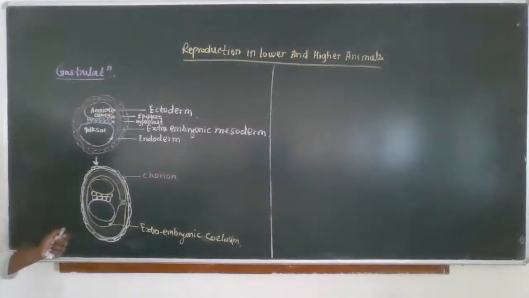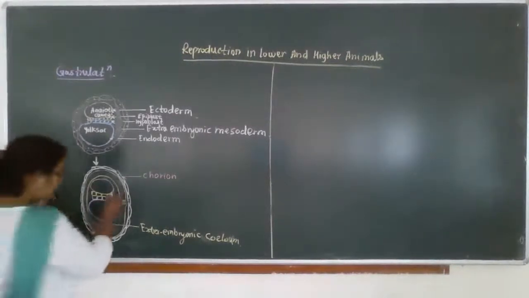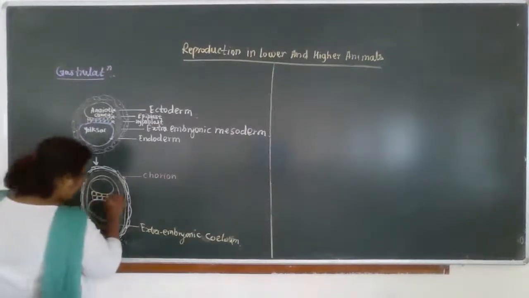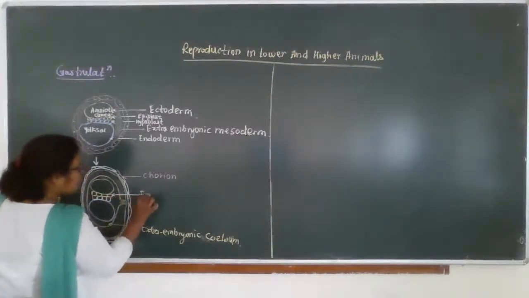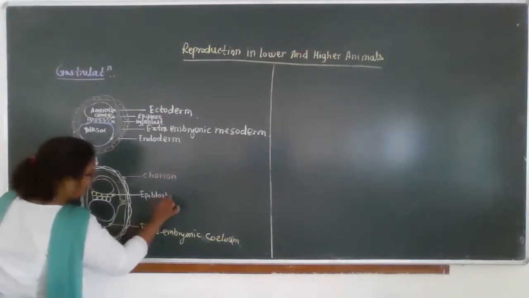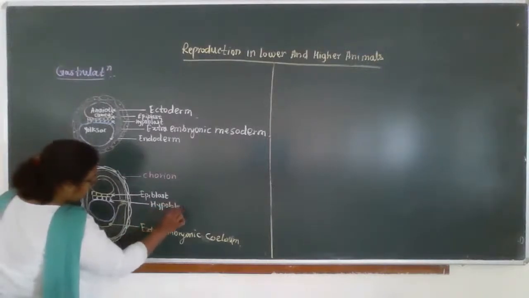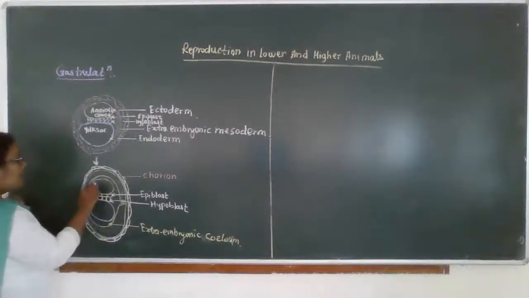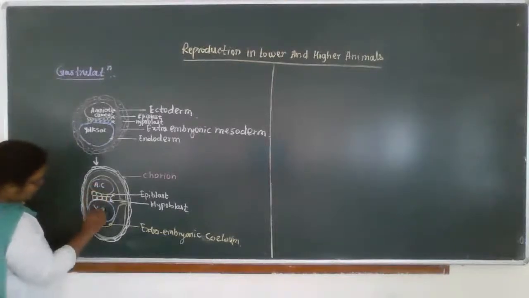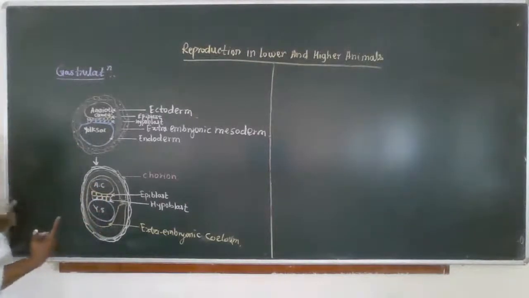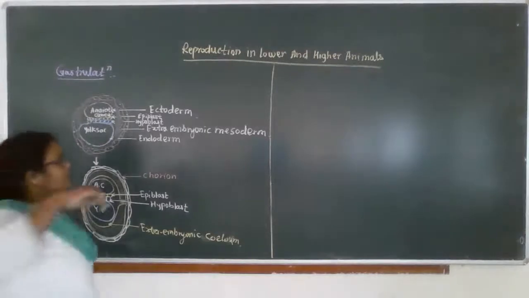From here, I will name these. These are the epiblast. This is the hypoblast. Then this is the amniotic cavity. This is the yolk sac, right? The outermost is the chorion, right? Then the next one, extra embryonic coelom, right?